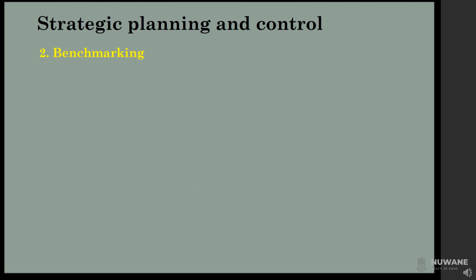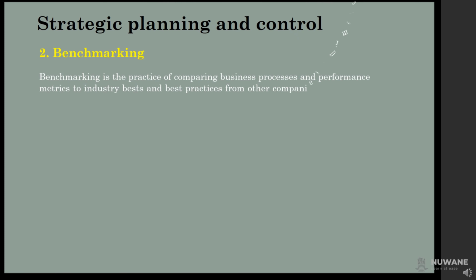Benchmarking. Benchmarking is our second subtopic. Earlier we learned about strategic management accounting. Now we talk about this. Benchmarking is the practice of comparing business processes and performance metrics to industry bests and best practices from other companies. Dimensions typically measured are quality, time, and cost.